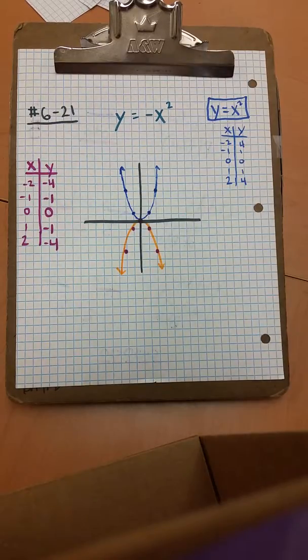The reason they want you to compare all of these quadratic equations to the original is so that you can see what happens to them as you mess with the coefficient of the x squared term and with your y-intercept. In this case, the negative just flipped the parabola down.